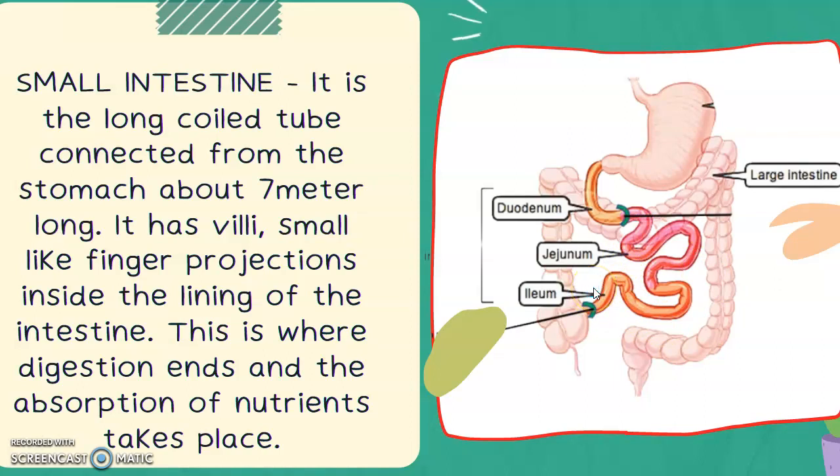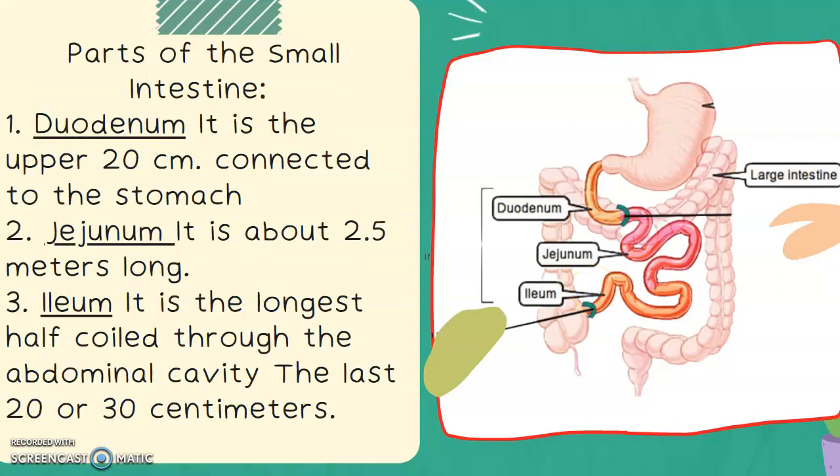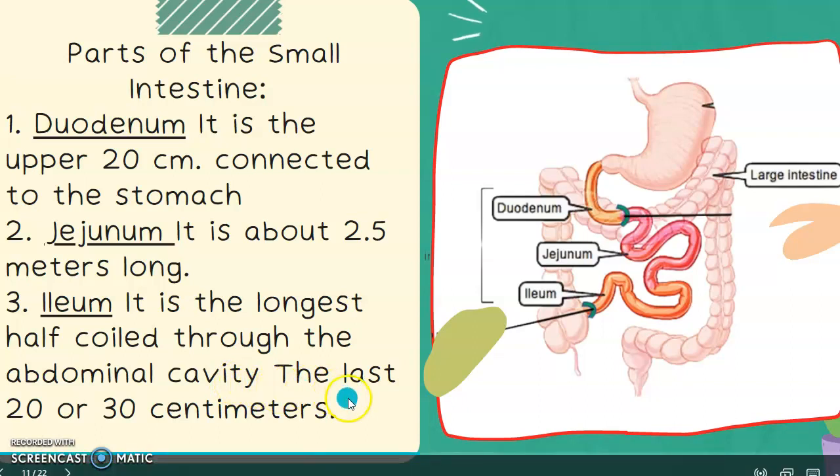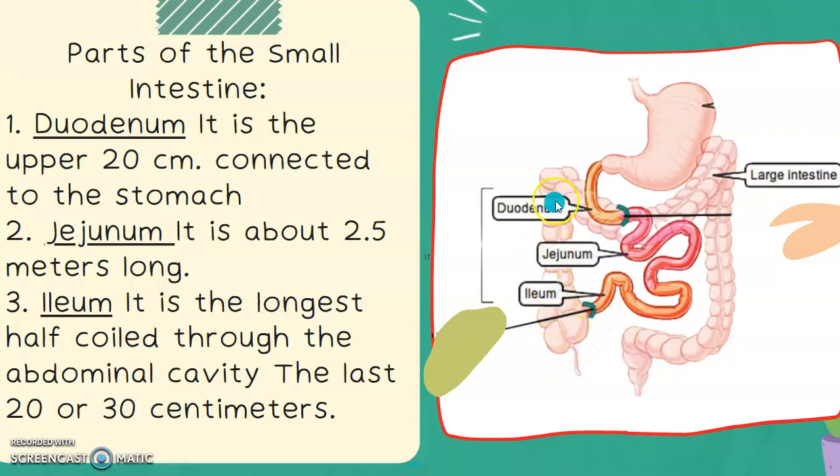Yan. Then, talakayin naman natin yung 3 parts ng small intestine. Sabi ko sa inyo kanina, may duodenum, jejunum, at saka ileum. Duodenum is the upper 20 cm connected to the stomach. So, siya yung bahagi ng bituka na nakadikit sa ating tiyan. Yung bandang gitna naman is about 2.5 meter long, tinatawag natin na jejunum. And the last part, the ileum, the longest, half coiled through the abdominal cavity, the last 20 or 30 centimeters long, connected to the large intestine.